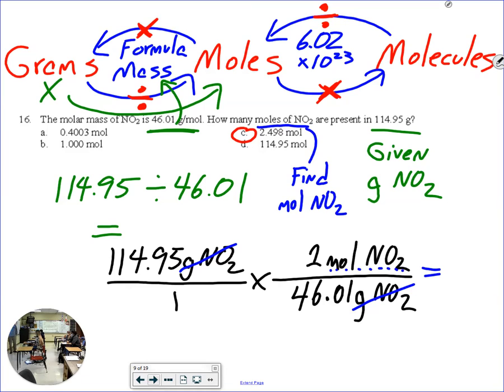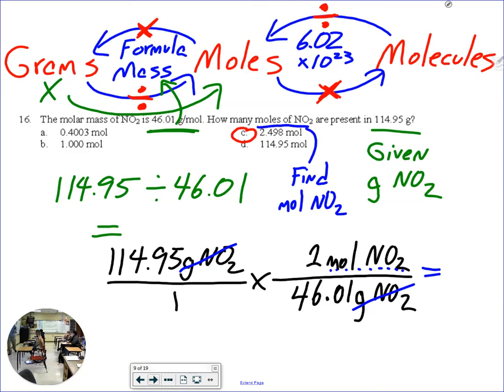So then I just multiply everything on top, divide by everything on bottom. So again, it's 114.95 divided by 46.01. You see, that way I don't have to remember all this mess. I just remember whatever I'm given up here goes on the bottom of the next step. Easy peasy. Questions?